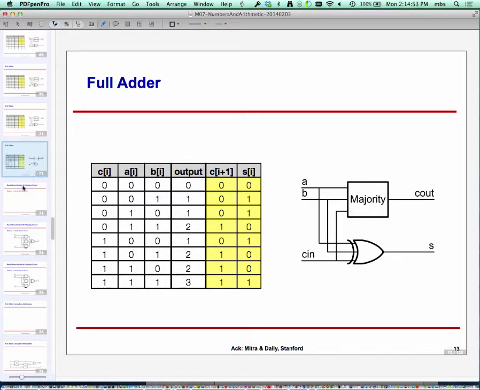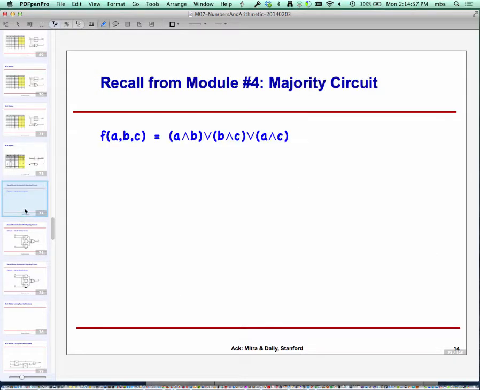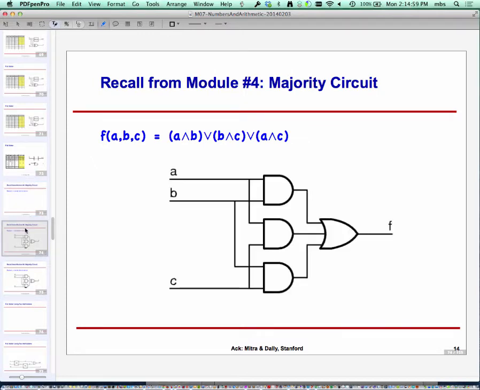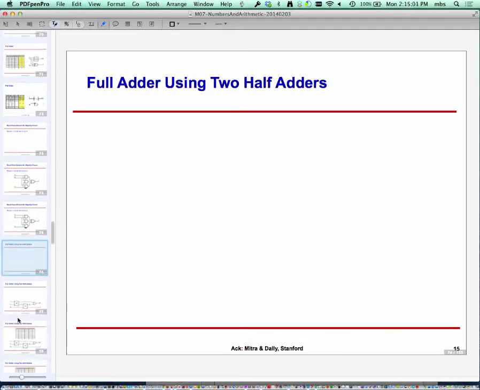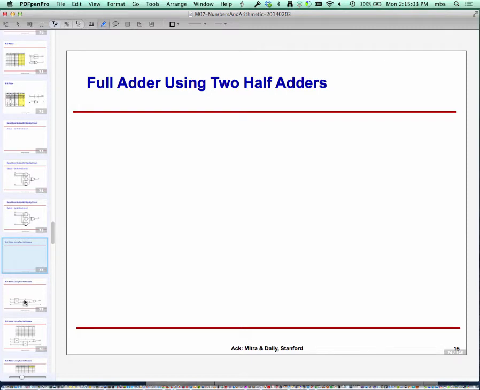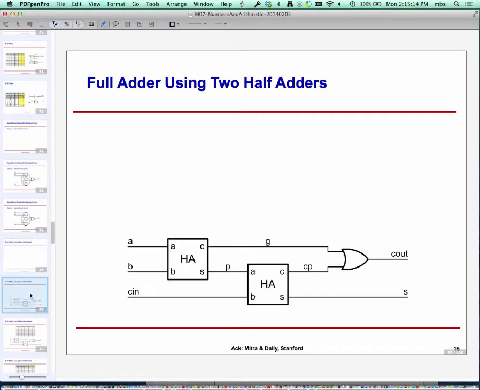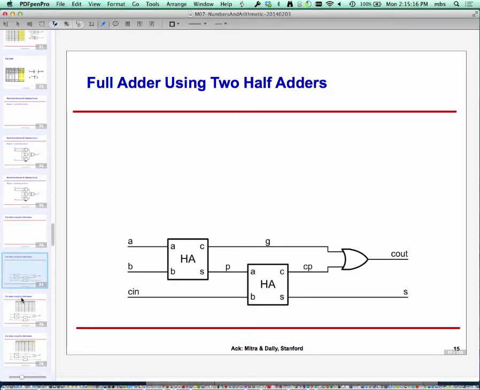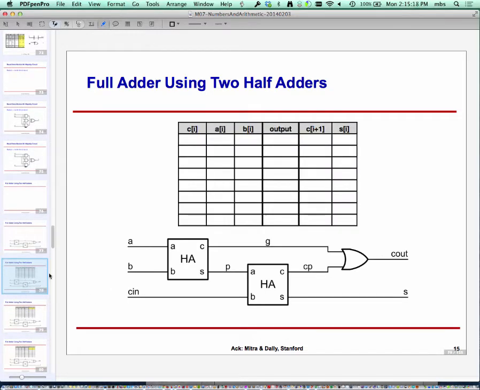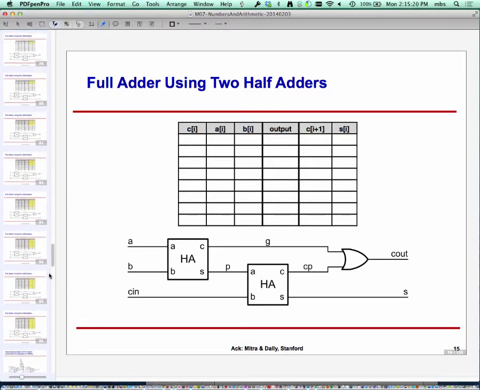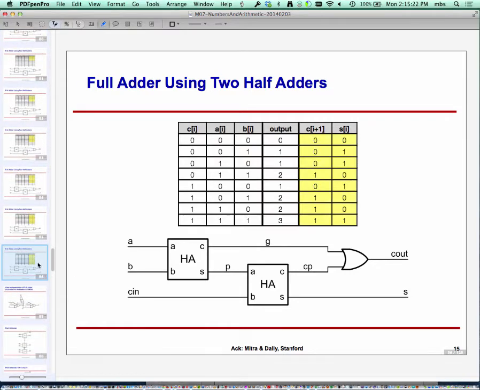Okay, so now this is one way of implementing a full adder, but another way of implementing a full adder is to make use of the fact that we already have learned how to do a half adder. Half adder tells us how to add 2 1-bit numbers. Full adder seeks to add 3 1-bit numbers. So we can make use of that observation. It works out like the following. I'm going to skip to the final slide of this animation.